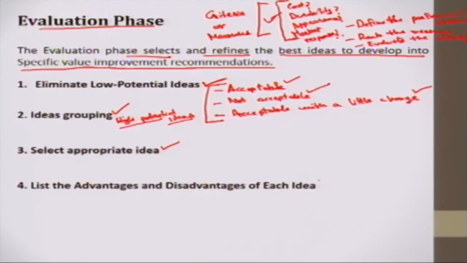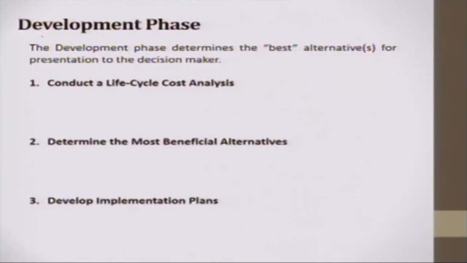So, we also list the advantages and disadvantages of each idea and keep the record, so that if this idea doesn't work, doesn't go well in the implementation phase, we can select some other idea from the reserve here. So, the next phase is development phase. In the development phase, we determine the best alternatives that are made ready for presentation to the decision maker. So, we conduct a life cycle cost analysis.